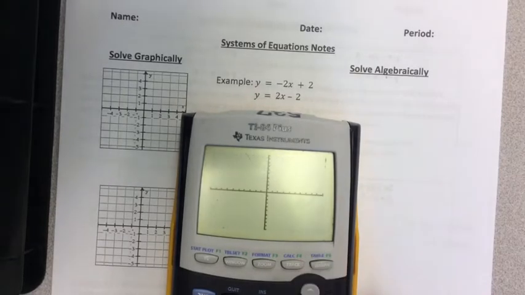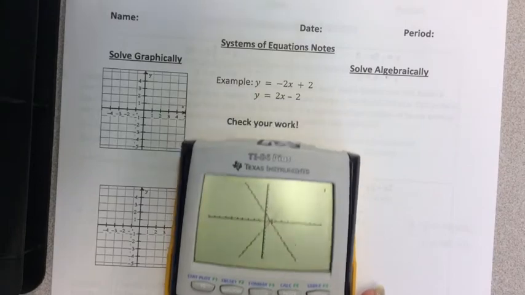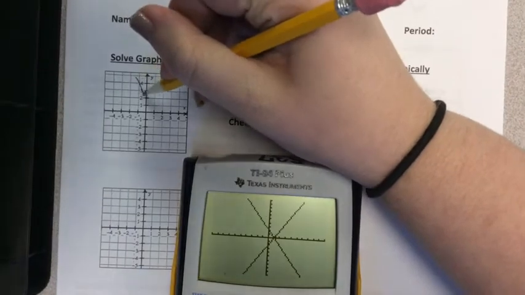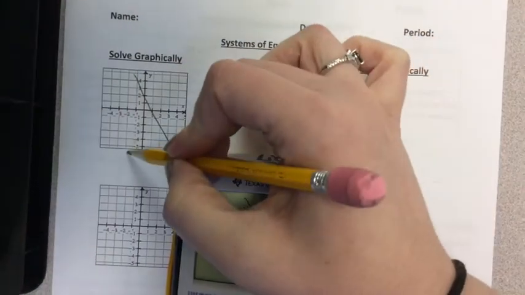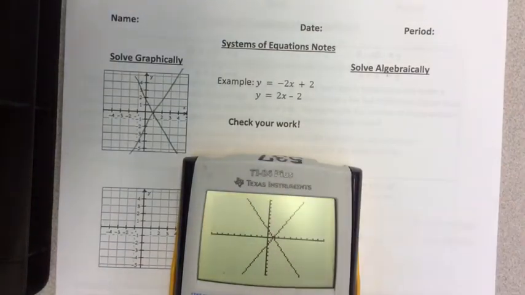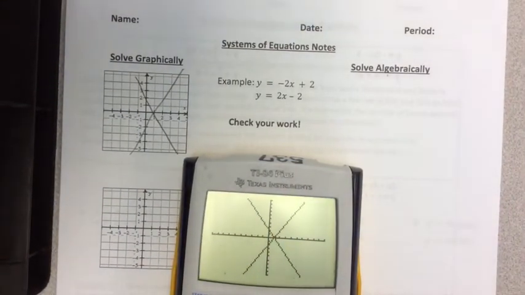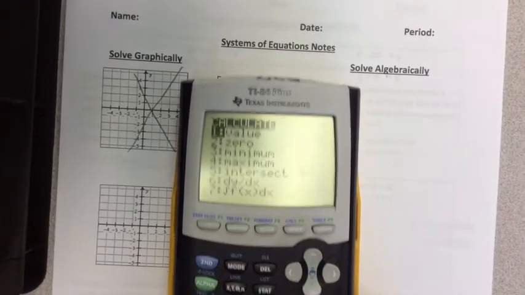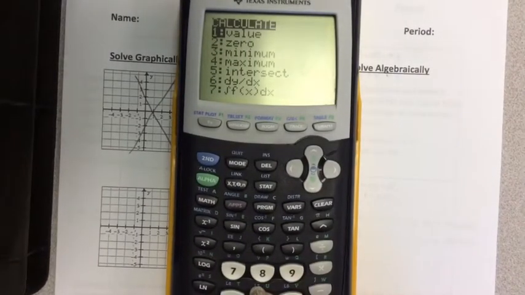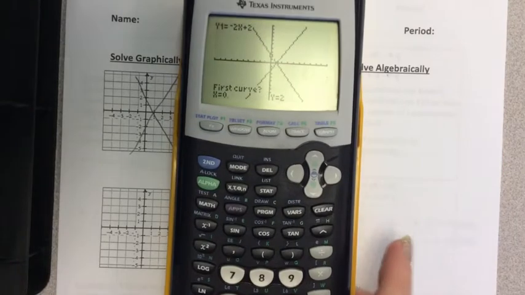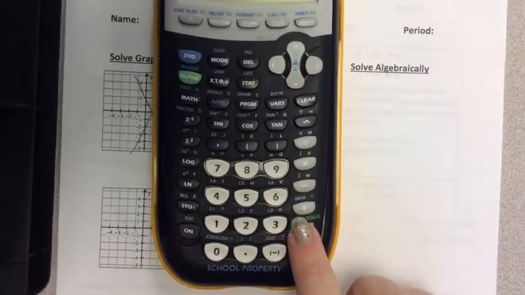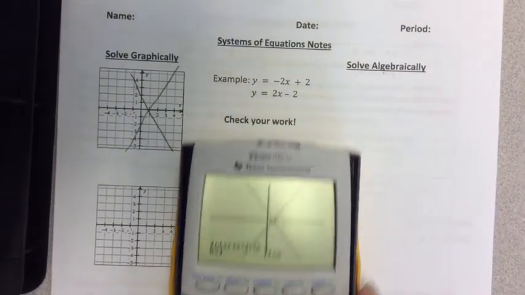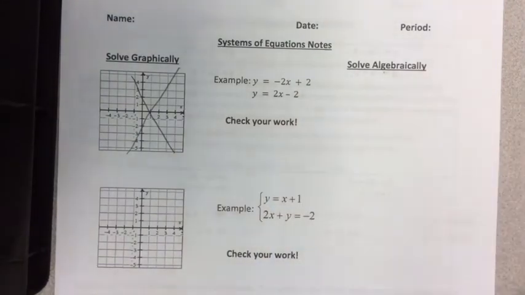And then I'm going to hit graph. Okay, I'm going to draw this picture as best as I can. Okay, and it looks like the intersection point is about there, but let's see if I can find an exact number. So to find that, I'm going to press second, trace, and then number 5 for intersect. And we just are going to hit enter 3 times. And that tells us our intersection is 1, 0. So the solution to both of these is 1, 0.